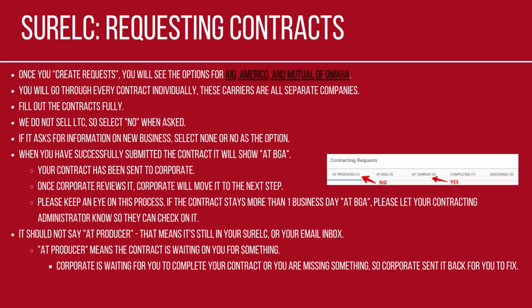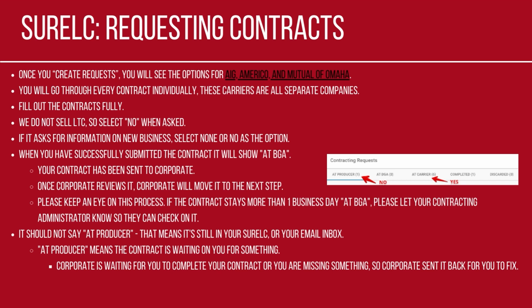When you have successfully submitted the contract, it will show at BGA. This means that your contract has been sent to corporate. Once corporate reviews it, corporate will move it to the next step. Please keep an eye on this process. If the contract stays there for more than one business day at BGA, please let your contracting administrator know so they can check on it.